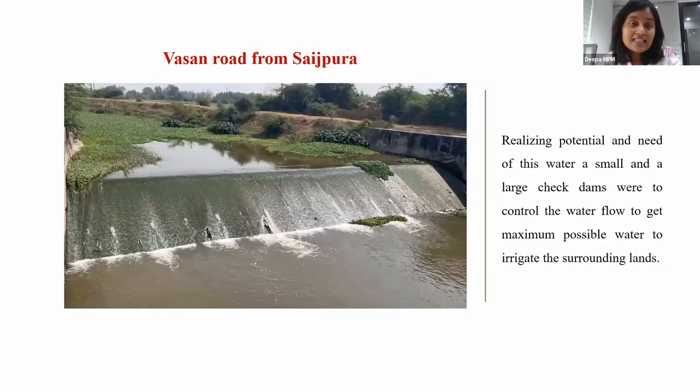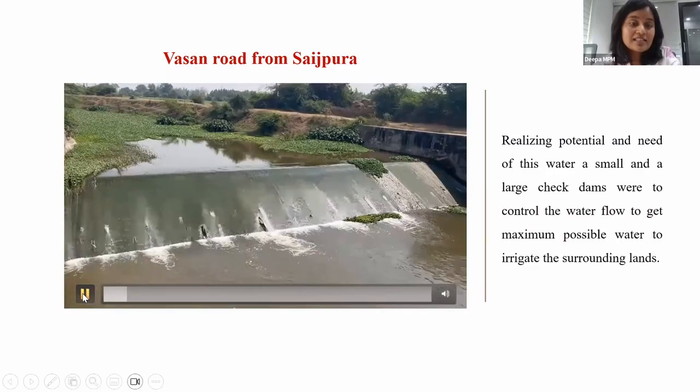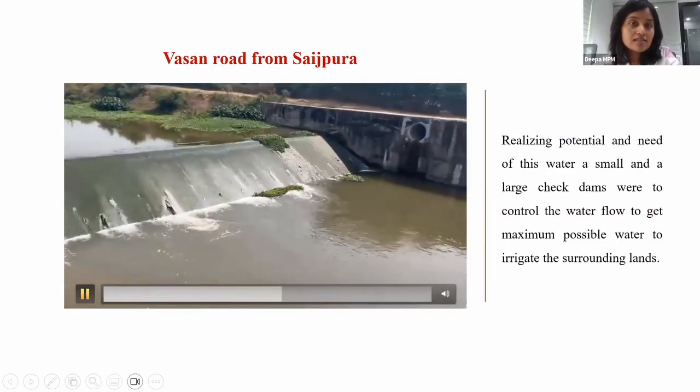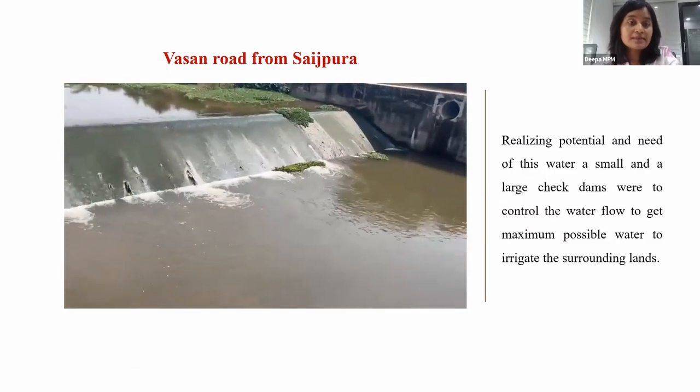Realizing the potential and need of this water, small and large check dams are built there in two different places to control the flow of water and to get the maximum possible water to irrigate the surrounding lands. You can see here. In the first instance, we feel that it's some canal water, but it's not. It's completely sewage water.